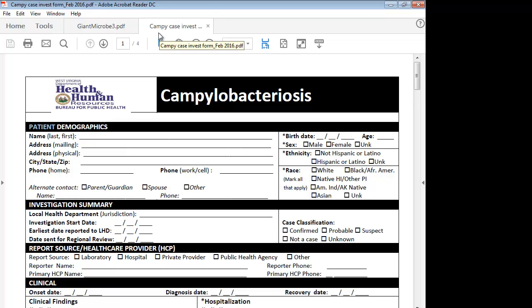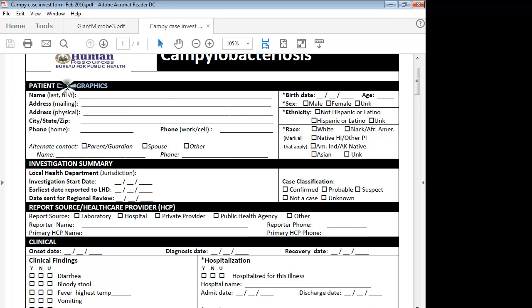Let's begin with the patient demographics section of the form. The case investigation form is designed to follow a clinical interview flow of information collection, though that may not be the order of information you receive.